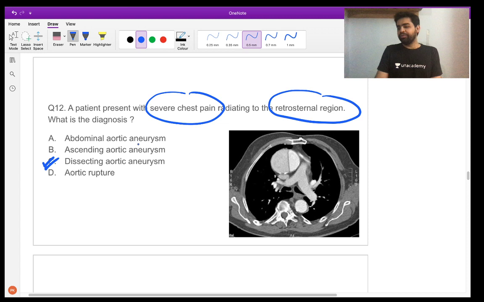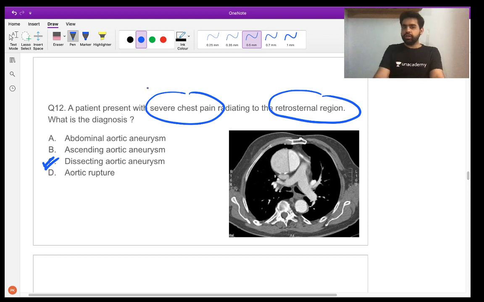Now, why is it a dissecting aortic aneurysm? No, Ajmal, it is not an abdominal aortic aneurysm. No, not at all. It is a dissecting aortic aneurysm. I'll just explain it to you guys. So see, understand. Even if you don't read this image, even this history is very, very characteristic of dissecting aortic aneurysm.